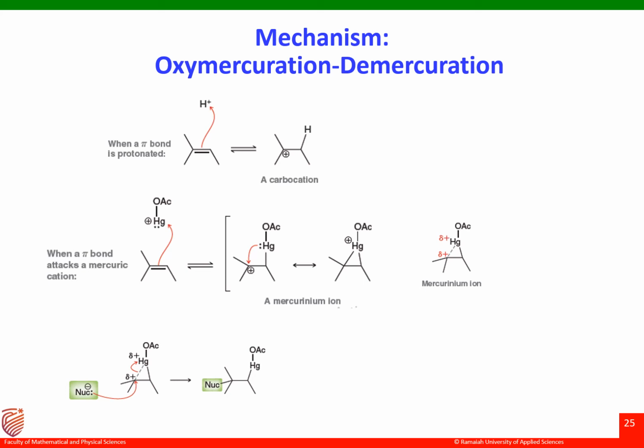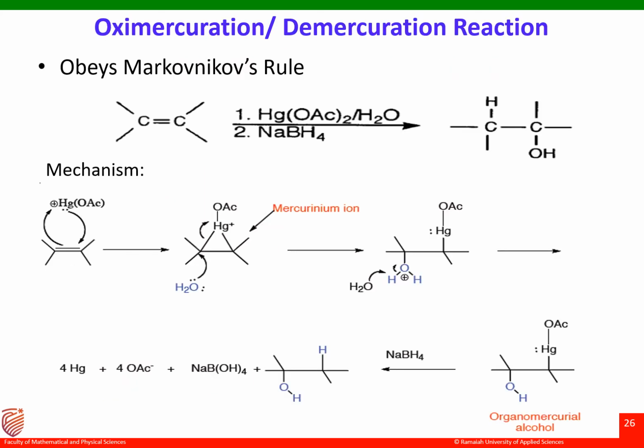There is much evidence that the demercuration will occur via a radical process. So the net result of this is addition of hydrogen and a nucleophile across the alkene, using mercury and sodium borohydride to remove the mercury, the added mercury. So this obeys Markovnikov rules. So you can see the mechanism clearly written here.